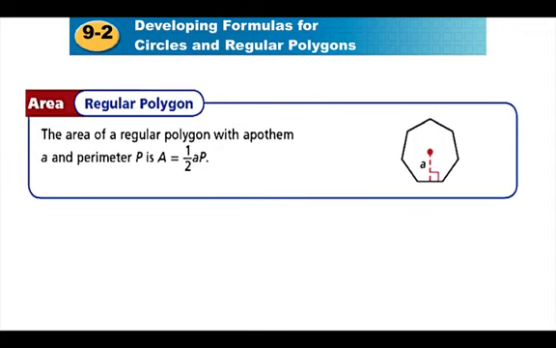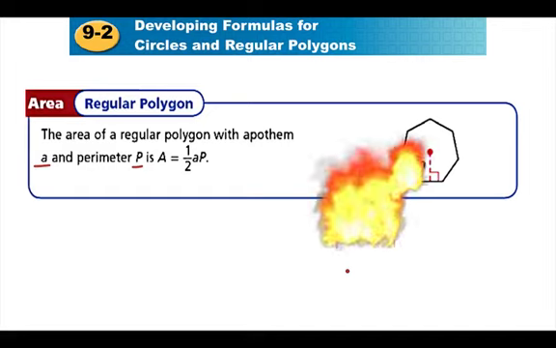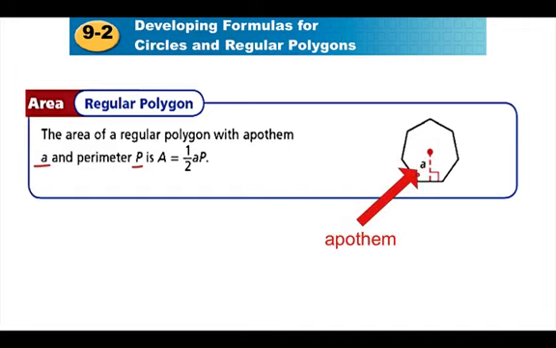Follow along. It says a regular polygon. The area of a regular polygon with given apothem, we're going to call it A, and perimeter P, is given by this: 1/2 times the apothem times the perimeter. And again, this is the apothem from the center, the shortest distance from the center to a side of the polygon, and again, it is perpendicular to the side.